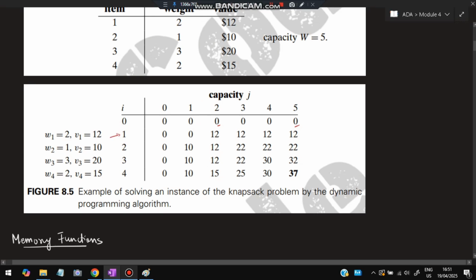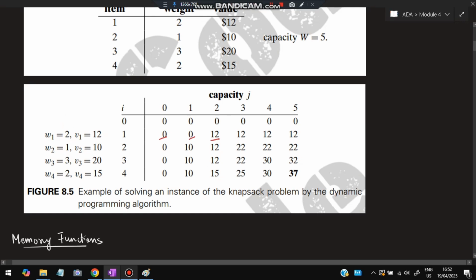We'll be considering 1 item now. The first item we consider has weight 2 and value 12. Now I have 1 item, and the capacity is 0. With capacity 0, can I store this item? No, I need a minimum capacity of 2, right? So this will be 0 here. And with capacity 1, it cannot be stored.